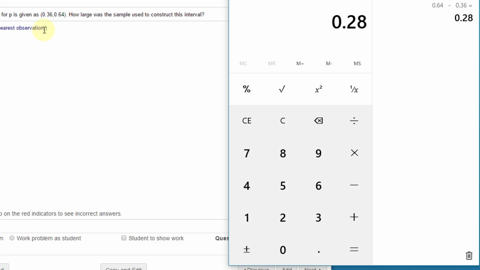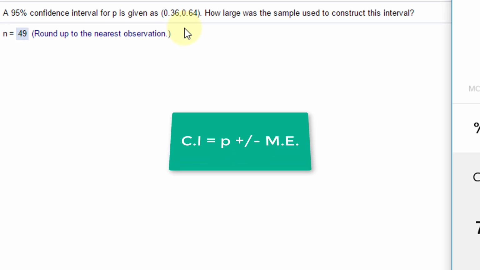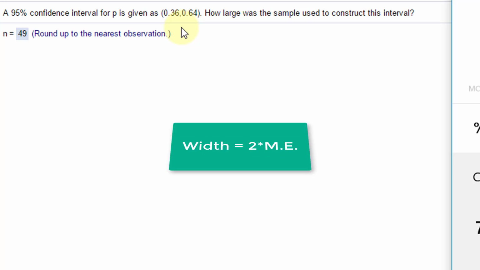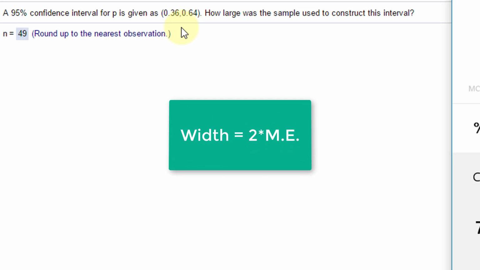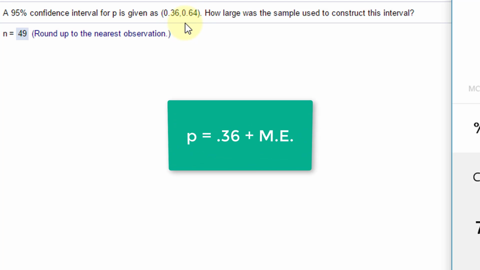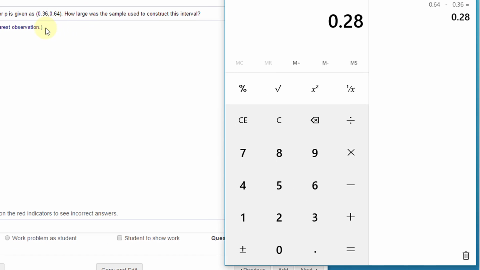And if you remember, the interval has the standard form for all confidence intervals. It's the point estimate plus or minus the margin of error. And if you remember, the margin of error is half of the width, which makes sense. In this case, we need to find P, which is in between 0.36 and 0.64. Logically, since we're adding a number, the margin of error, and subtracting that same value, P's got to be right in the middle. So first of all, let's find out what the margin of error is.